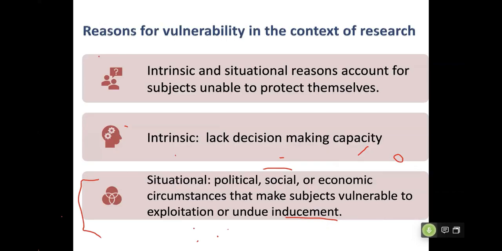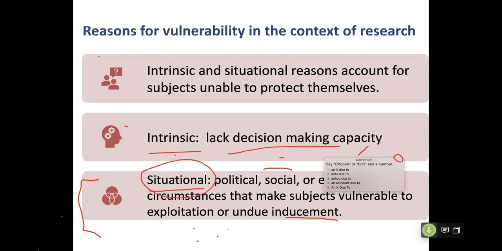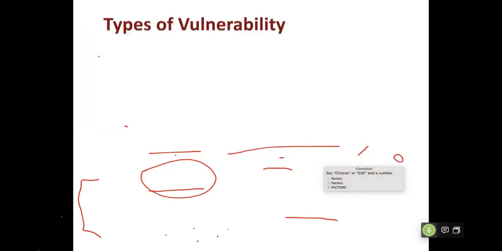Now getting to the reasons for vulnerability in the context of research, as I said before, we have intrinsic and situational reasons for subjects unable to protect themselves. Intrinsic, they lack decision-making capacity. We mentioned that. And then situational factors would include political, social, economic circumstances that may make subjects vulnerable to exploitation or undue inducement. So exploitation, one definition of exploitation is you're using people. You're taking advantage of people, okay? And that's due to situational factors.